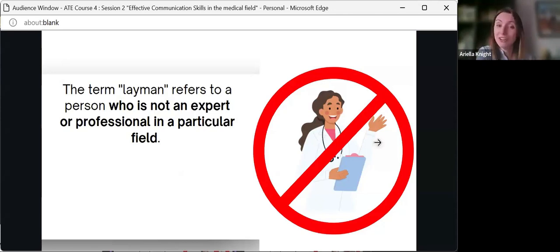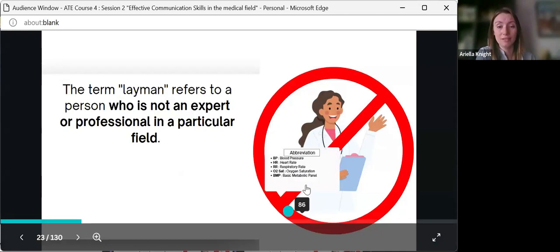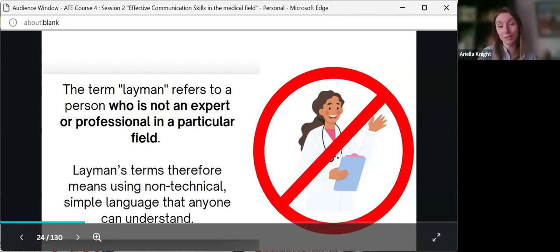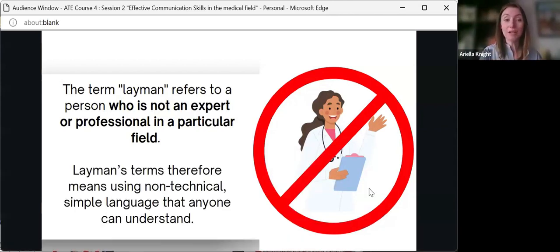So in the context of understanding layman's terms, I want you to know that a layman basically means the common man, the average man. Therefore, layman's terms means using non-technical, simple language that anyone can understand. So you guys got it completely correct. Good. Now we're going to practice.